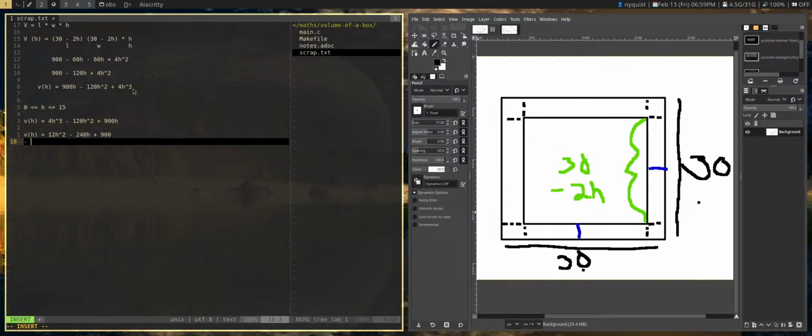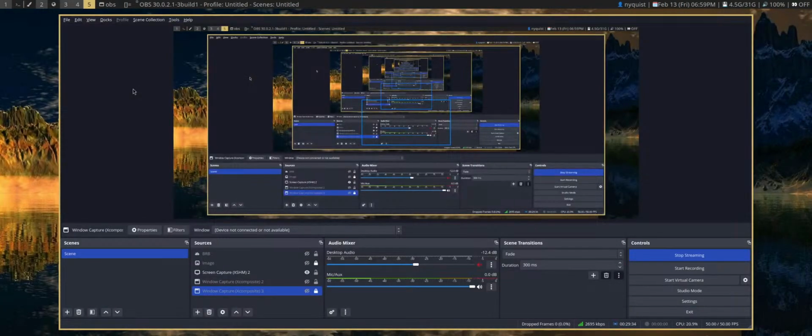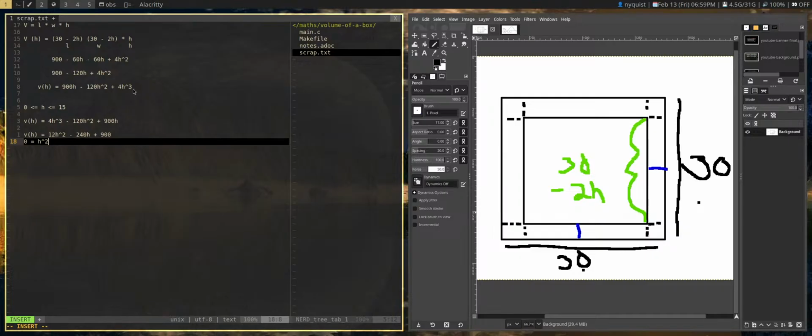So we can do 0 equals 12h to the power of 2 minus 240h plus 900. So we're just setting it to 0. Pretty simple.